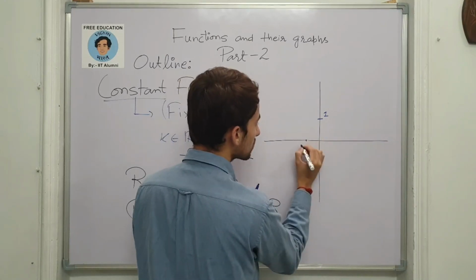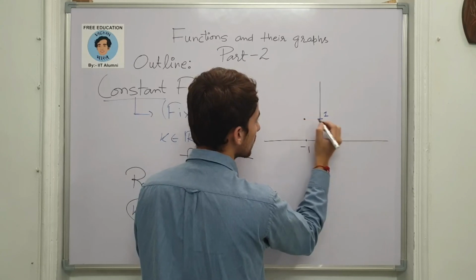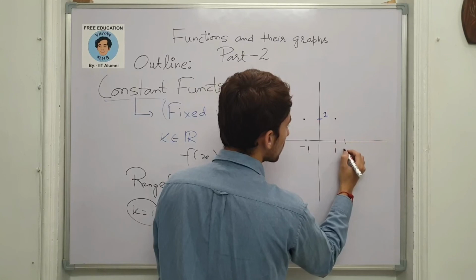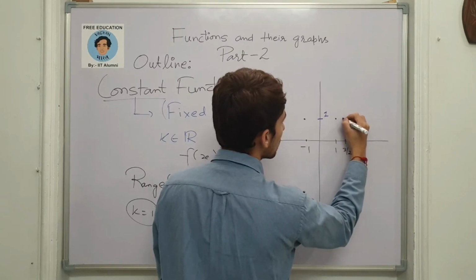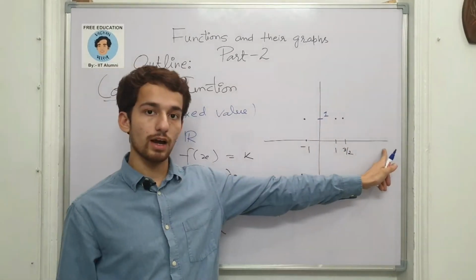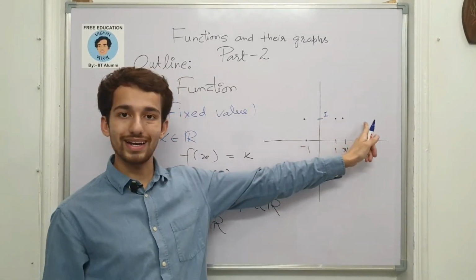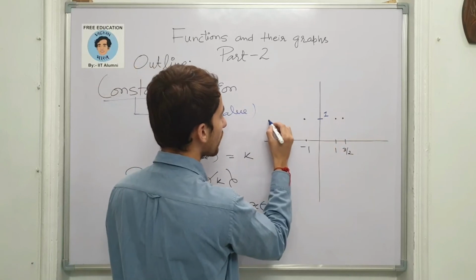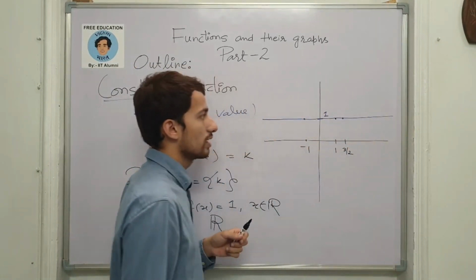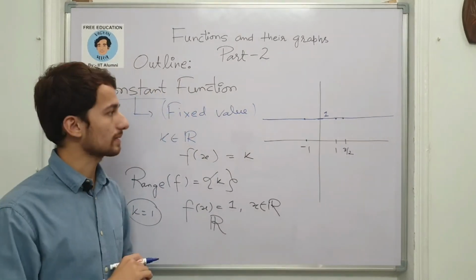Suppose this is the value of input, say -1, the output is 1. You choose a value 1, the output is 1 again. You choose a value 3/2, the output is here. So you are free to choose any value lying on this line, and the output corresponding to that value is 1. If you join all those such values, this is how your function will look.